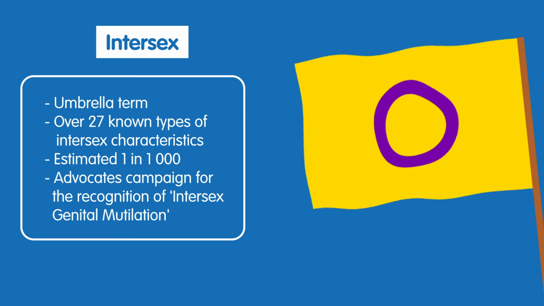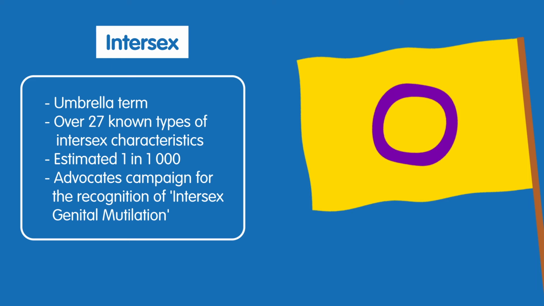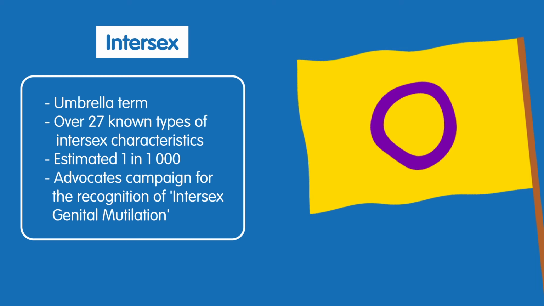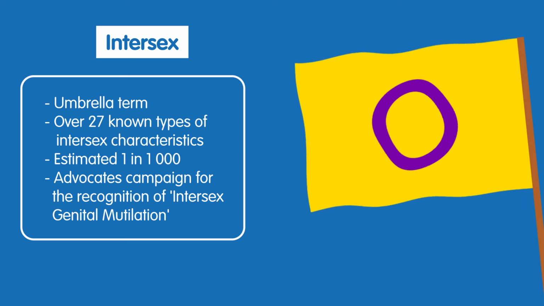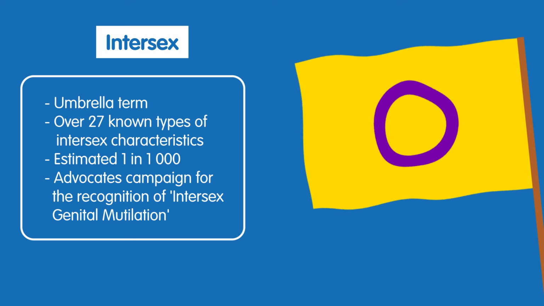We also have the word intersex, which is also an umbrella term for somebody whose body doesn't necessarily meet those criteria of just male or female. Now, there are over 27 known types of intersex, and it's estimated that 1 in 1,000 people are intersex. And there is now a campaign for the recognition of something called intersex genital mutilation, which is where people's genitals and body is changed to meet the strict criteria of just male or female.